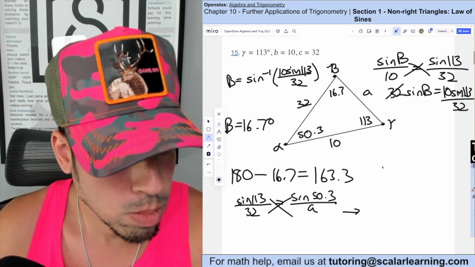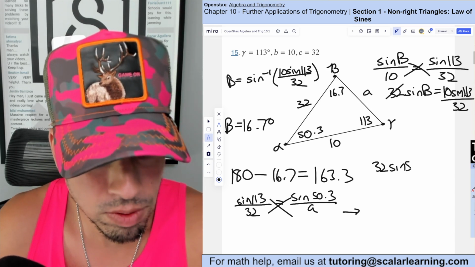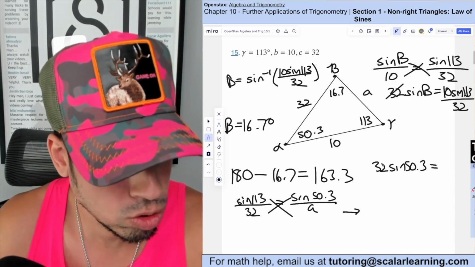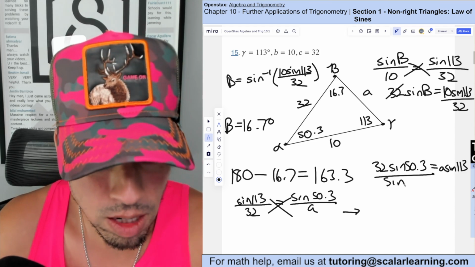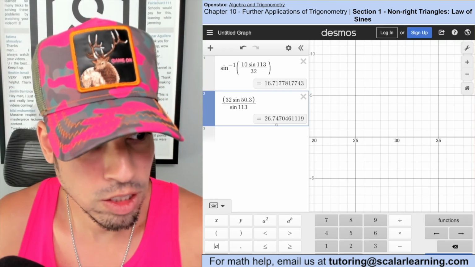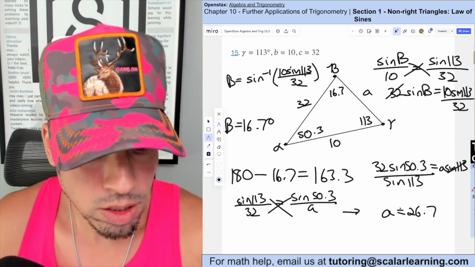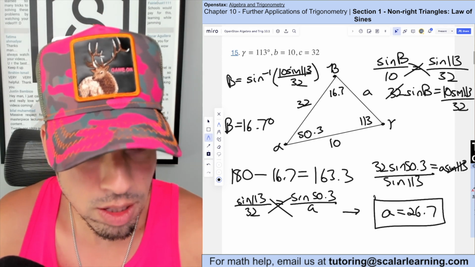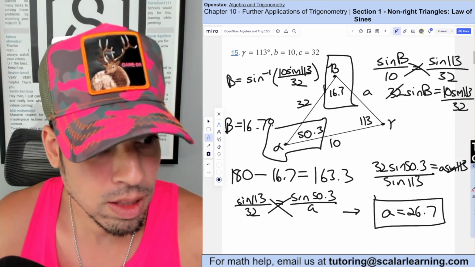Now, when we cross multiply, we get 32 sine of 50.3 is equal to A sine of 113. And then last step, we divide both sides by sine of 113. And then let's plug that into Desmos. And we get 26.7. So therefore, A equals 26.7 rounded to the nearest tenth. So the three missing values are this, then we got this angle beta, and then we got this angle alpha. That's how you do it.